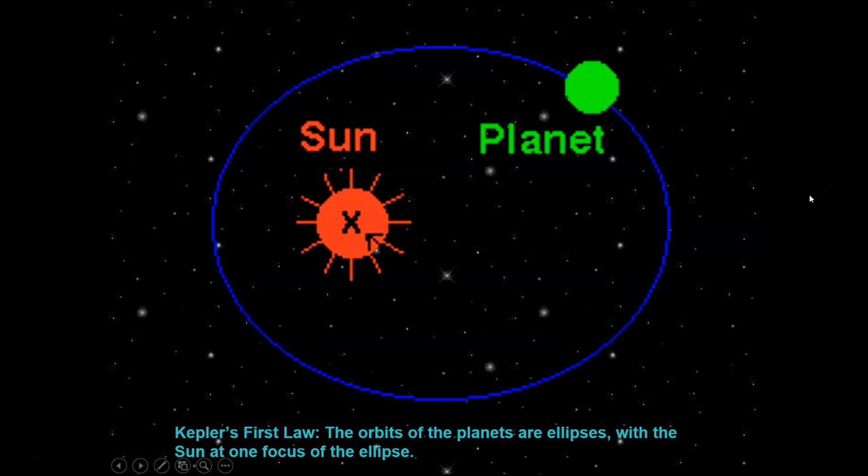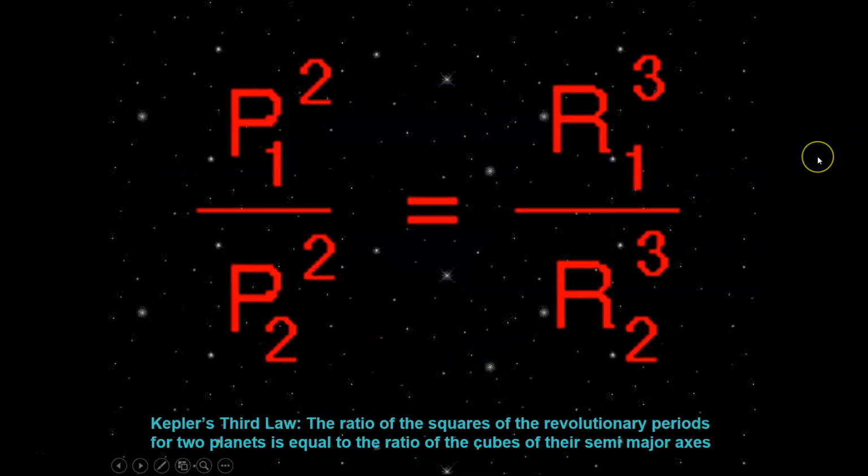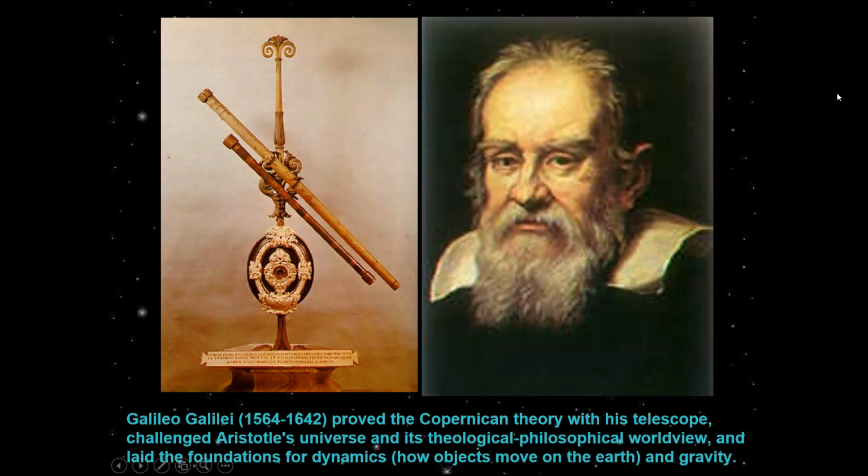But if you remember Kepler's first law, the orbits of the planets are ellipses with the sun at one focus of the ellipse. Kepler's second law, the line joining the planet to the sun sweeps out equal areas in equal times as the planet travels around the ellipse. And Kepler's third law, the ratio of the squares of the revolutionary periods for the two planets is equal to the ratio of the cubes of their semi-major axes. Okay, so I misspelled axes. That's okay. I'll let your science teachers handle this. Now back to the history.